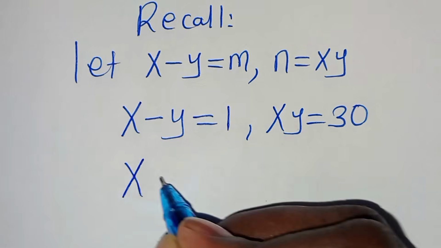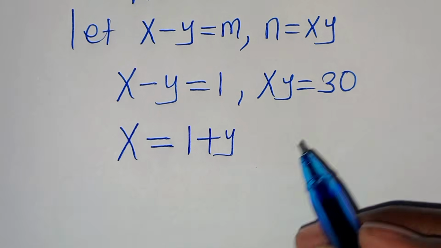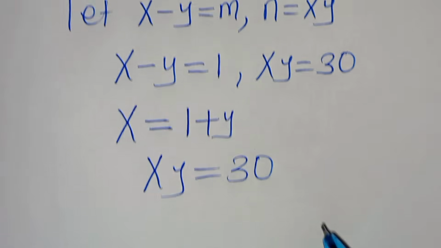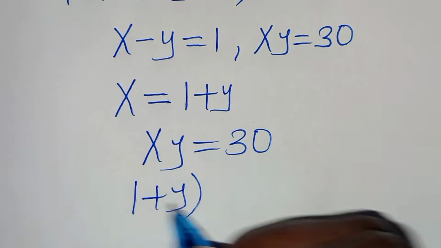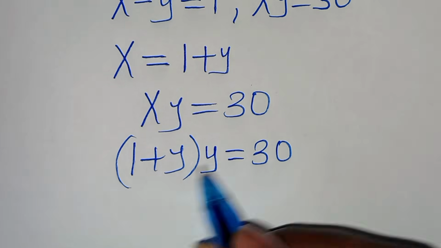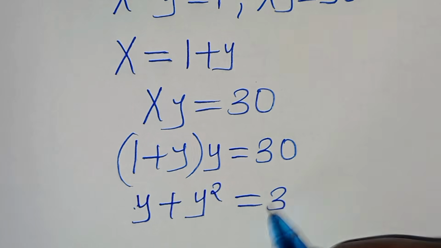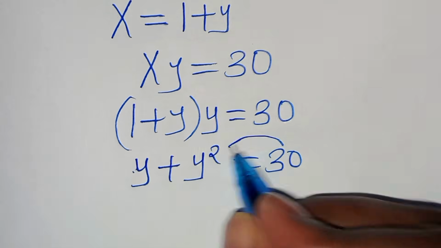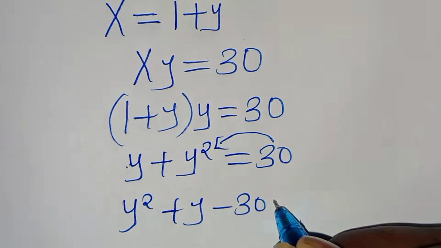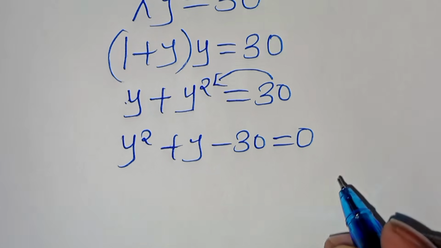We can make x the subject of the formula, so x is equal to 1 plus y. Let's substitute x into this equation here. We have x times y equal to 30, so 1 plus y times y is equal to 30. So this is 1 times y, which is y, plus y times y, which is y squared, equal to 30. Let's take 30 to the left hand side. So we have y to the power of 2 plus y minus 30 equal to 0. This is a quadratic equation that you can solve by the factorization method.